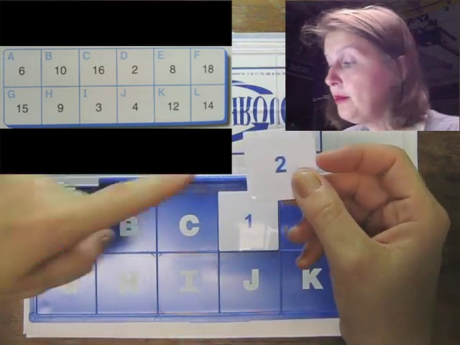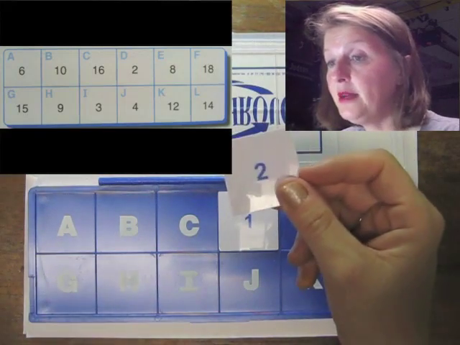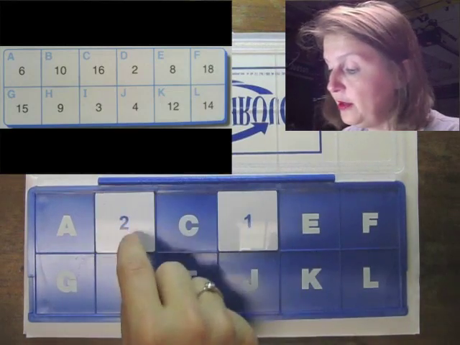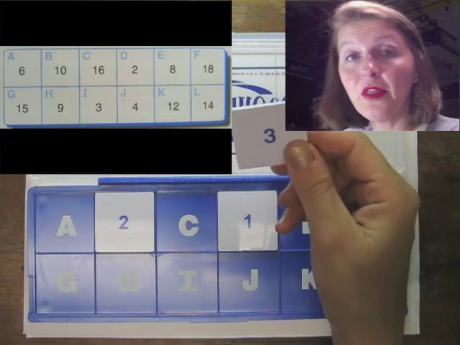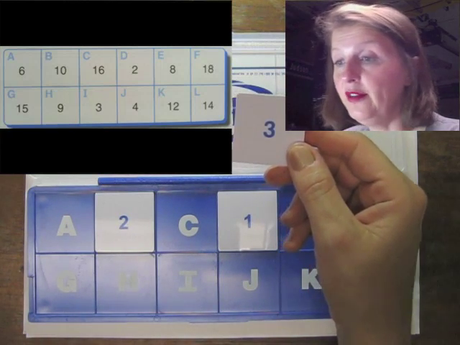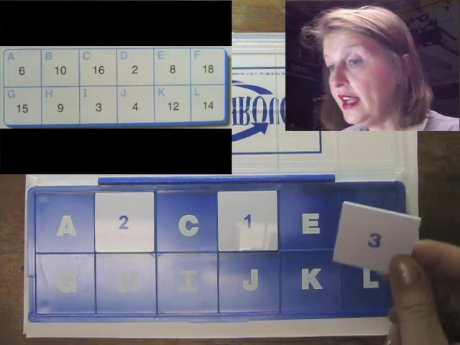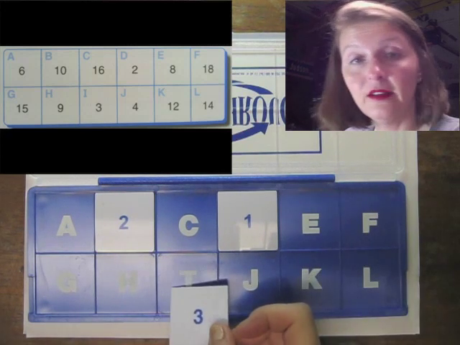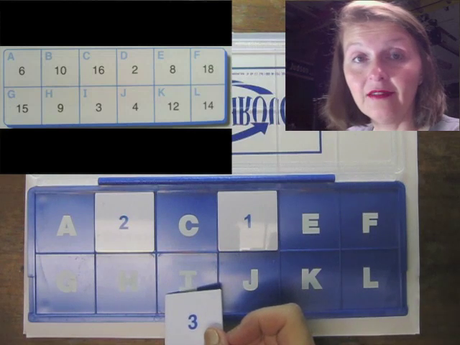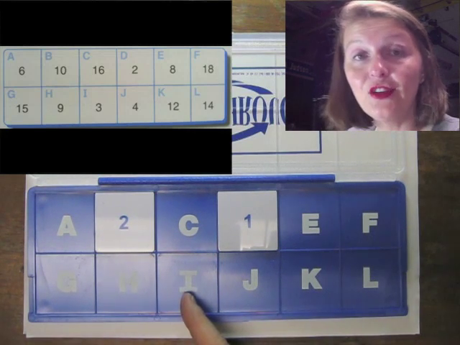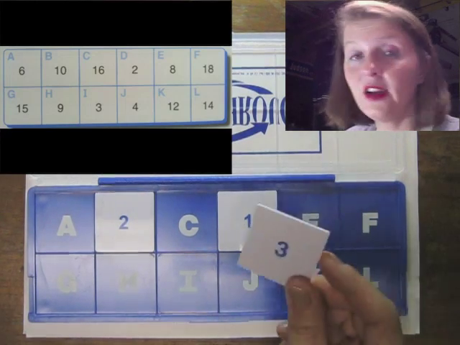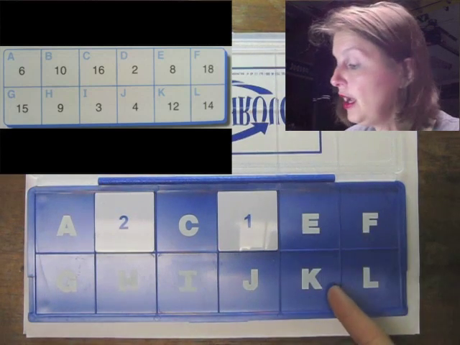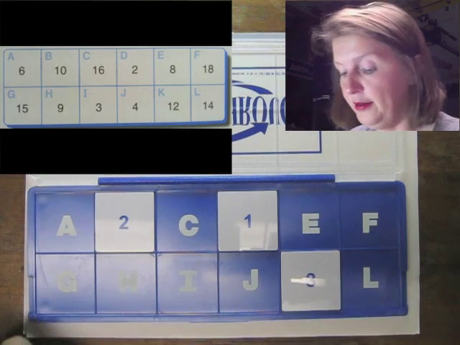So problem number 2, 5 times 2 is 10. 10 corresponds to the answer box B, so I'm going to put it there. Problem number 3 is 4 times 3, which is 12, and that's in letter box K. Now notice the temptation here to put 3 in letter box I, because there is a big huge 3 in letter box I. This does not go in this box. It goes in the answer box. 4 times 3 is 12. 12 is the answer box K, so I put that there.